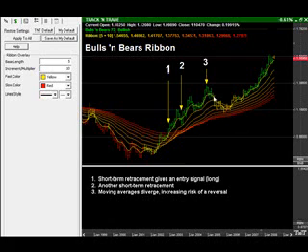You'll notice that it's starting to turn downward, and as it comes around and begins to turn downward, you'll notice that it starts to cross the second moving average, and of course that's when the Bulls and Bears changes from green to yellow, indicating that this market is coming neutral.